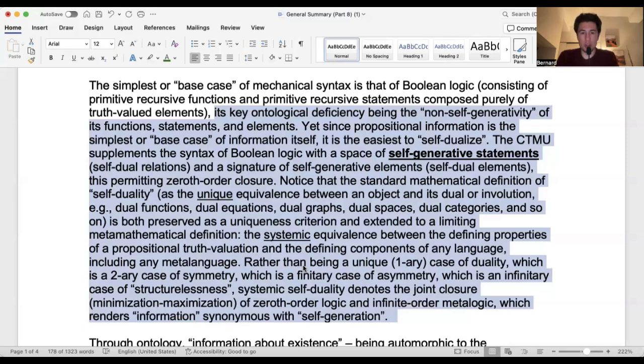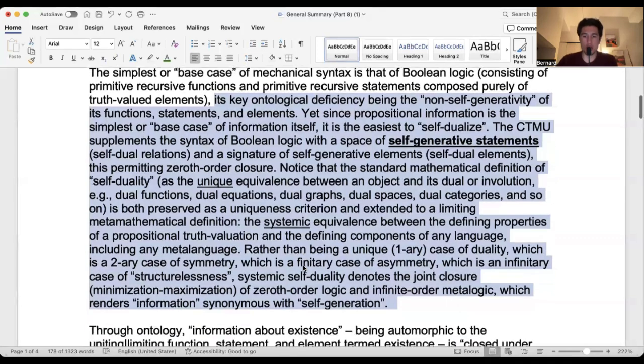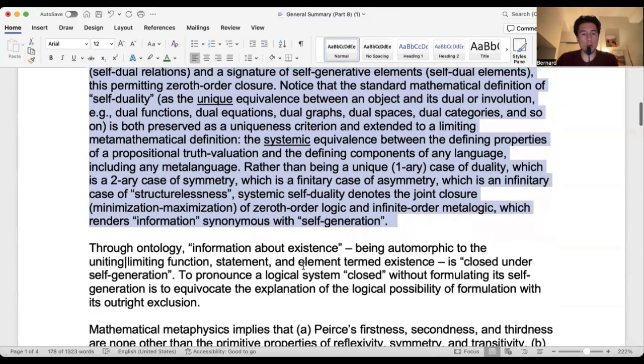This is the systemic self-duality that defines minimality and maximality in tandem. Rather than being a unique or unary case of duality, which is what mathematics considers self-duality to be, which is itself a binary case of symmetry, which is a finitary case, and symmetry is a finitary case of asymmetry, which is an infinitary case of structurelessness, systemic self-duality denotes the joint closure, minimization, and maximization of zeroth order logic, namely base case logic, and infinite order logic as an inductive step, which renders information synonymous with self-generation.